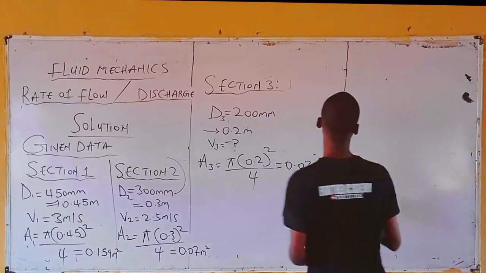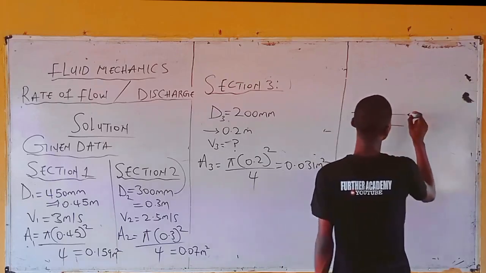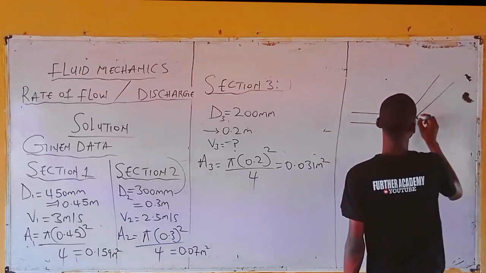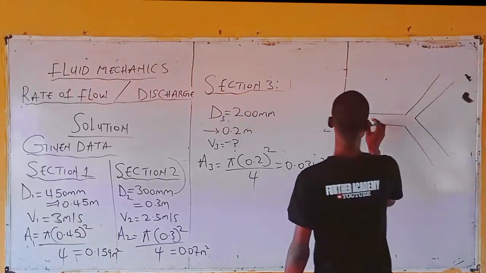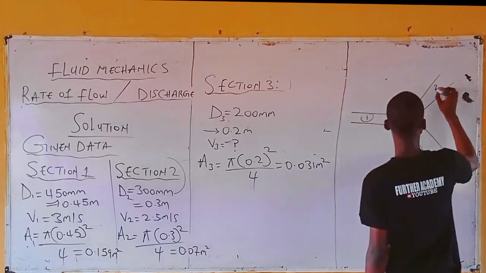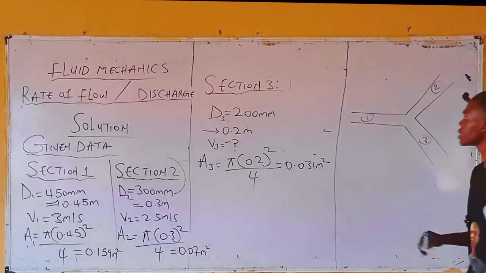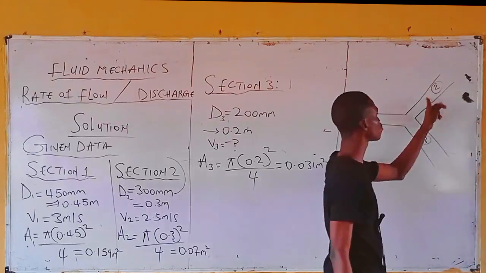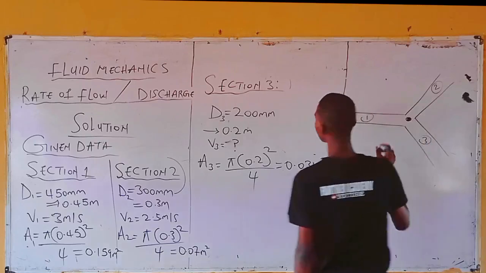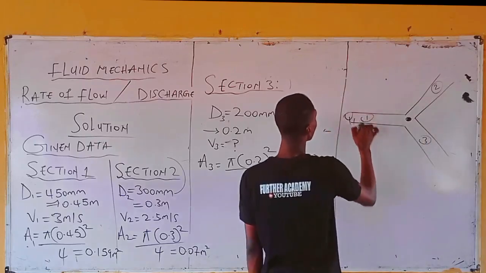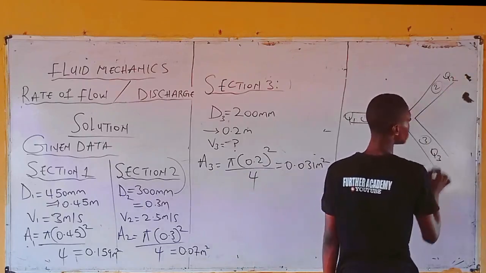Drawing the diagram, this is what we have. Now this is section 1, this is section 2, and this is section 3. This is the junction. Meaning from here, we have inflow Q1, we have Q2, we have Q3.